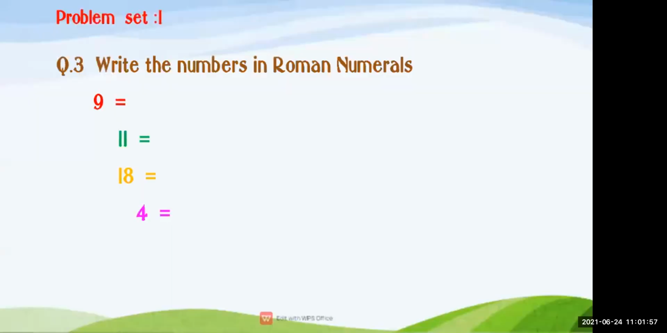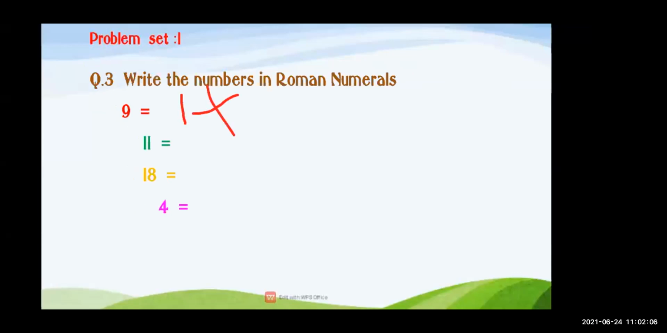What is the first answer? 9. How you are going to write it down? Very nice. 9, I and X. Very nice. Now second number is 11. 11 कैसे लिखेंगे हम लोग? Very nice. X and I. See, don't get confused. X और I 11 होता है और I और X क्या होता है? 9. Now next number is 18.